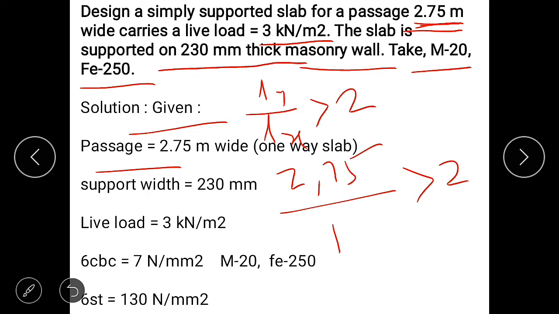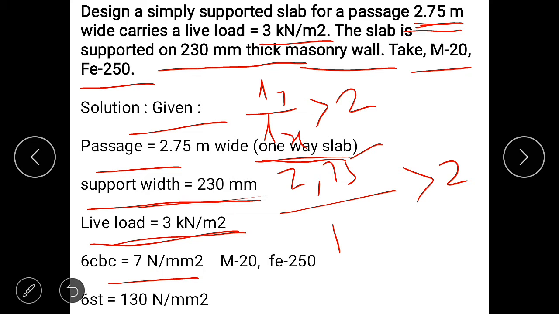So 2.75 is greater than 2. The ratio of Ly by Lx is greater than 2, so it is called a one way slab. So we have to design this slab as one way. Supporting width is 230, live load is 3 kN per meter square. Sigma CBC, the permissible stress in concrete, is 7 Newton per square mm. Grade of concrete is M20, grade of steel is Fe 250, and permissible stress in steel in tension zone is 130 Newton per square mm.